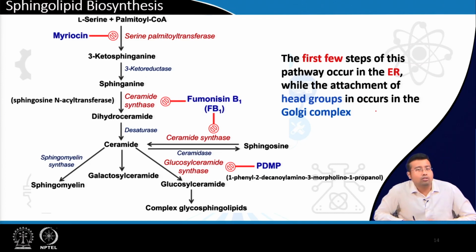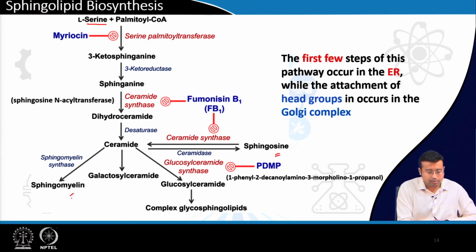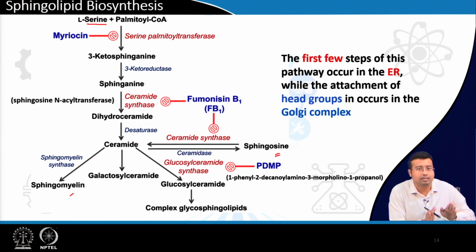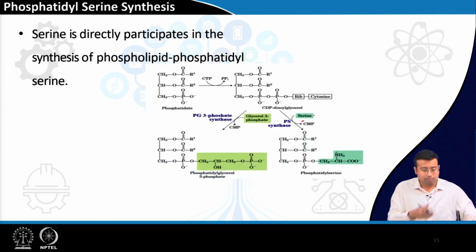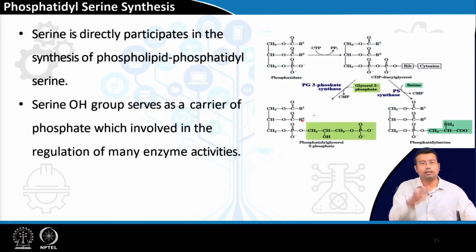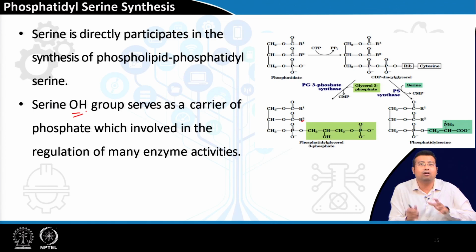A very familiar slide, I will not be going into the details because I have already discussed how serine, by various steps, was leading to the formation of sphingosine, sphingomyelin and ceramides. If you want to know the details, you can go back to the class on sphingolipid metabolism. This slide is also very common, where serine was participating with phosphatidic acid, leading to the formation of phosphatidyl serine, okay. Basically, the hydroxyl group of serine serves as a carrier of phosphate, which is involved in regulation of many enzyme activities, right.